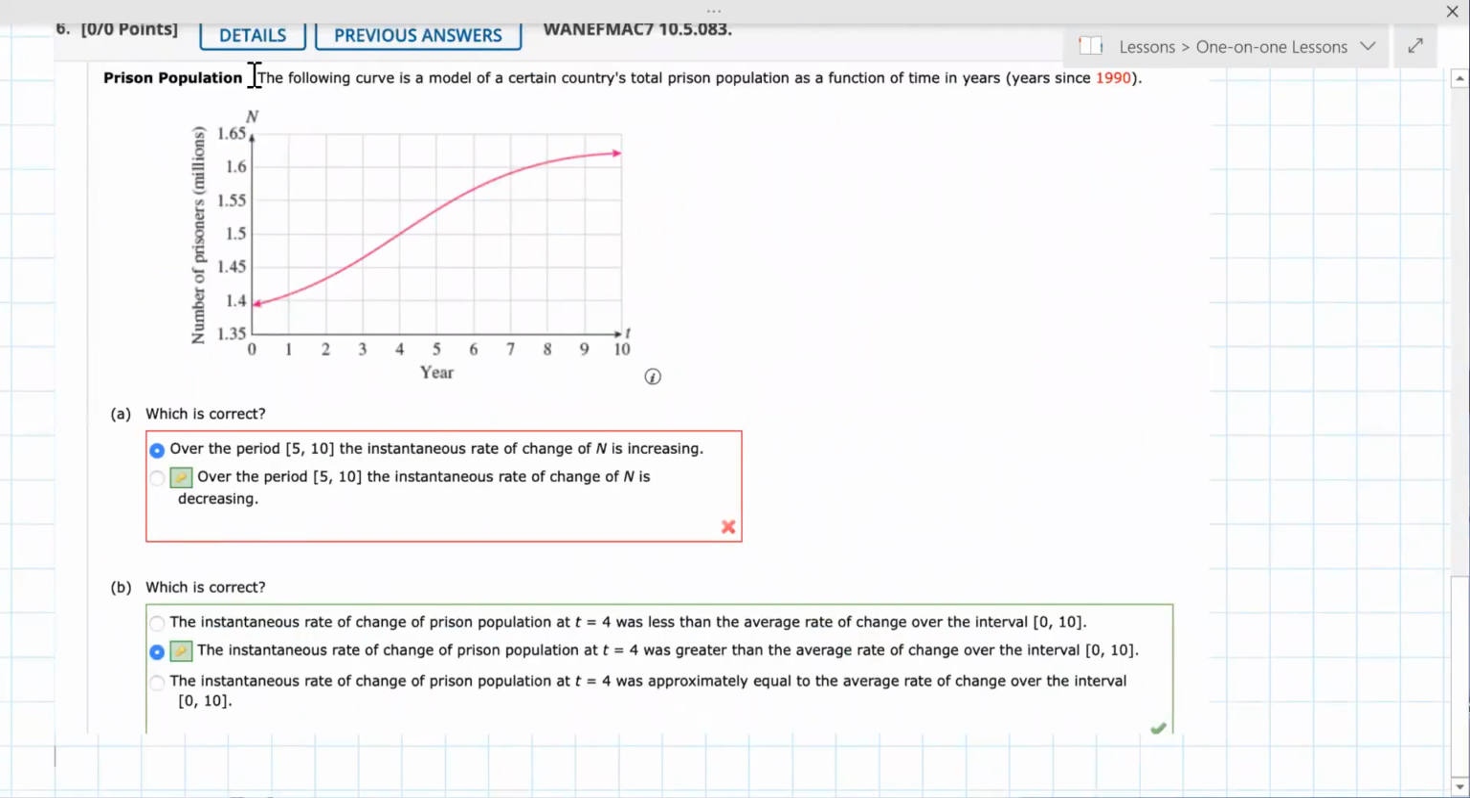It says the following curve is a model of a certain country's total prison population as a function of time in years. Okay. So it says over the period 5, 10. So that's where you're looking at from 5 to 10. What we're trying to figure out is which one's true, which one's false. So let's look at the one that says here that's true. The instantaneous rate of change is decreasing. So the instantaneous rate of change refers to the derivative, and that's the tangent line slope.